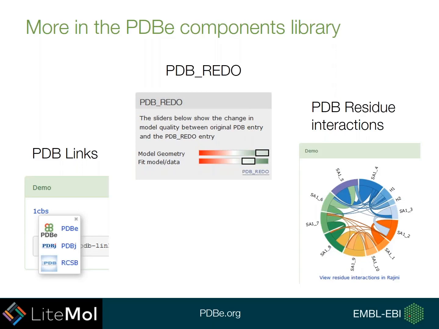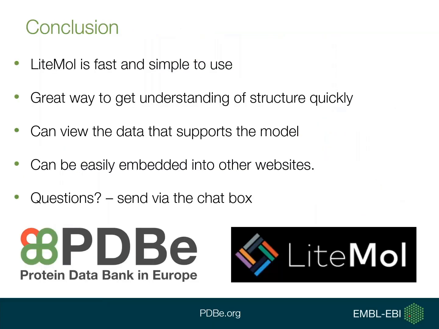PDBe redo is an external service that re-refines structures, and what we offer is a validation slider which tells you whether PDBe redo has done a better or worse job of the refinement. This is an automated redo service, and we now show this on all our pages that redo has been functioning for. We also have another external component, this Regini browser on the right-hand side, and this shows you residue interactions between secondary structure. And again, this is an external component that we've incorporated into our library.